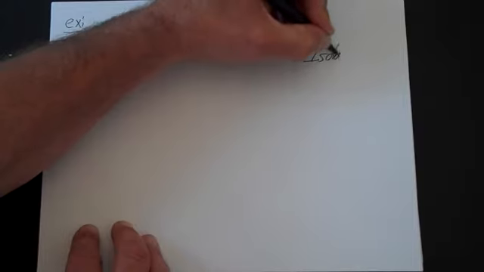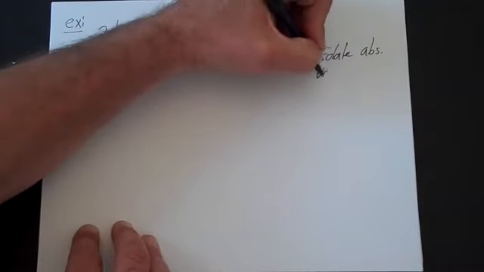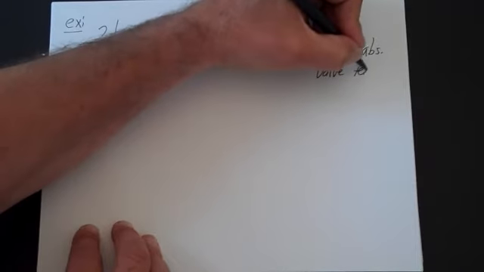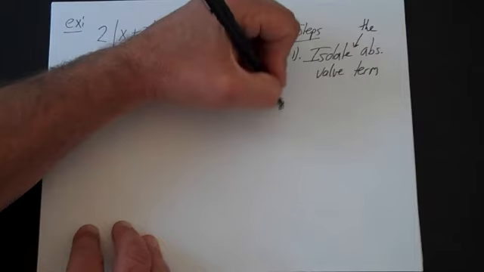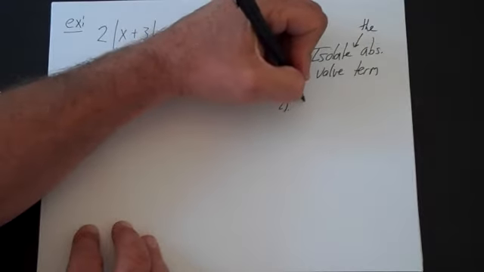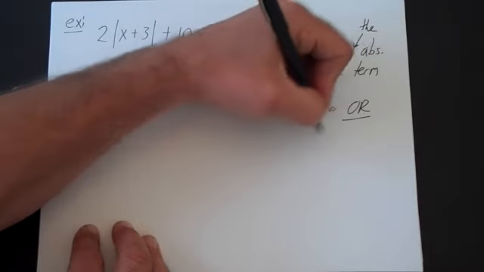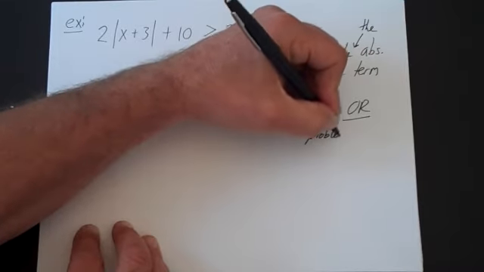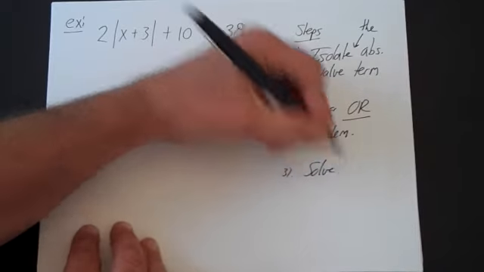The steps here are that first you isolate the absolute value term. The second step is you transform it into an AND problem or an OR problem. And the third step is you simply solve the different parts.